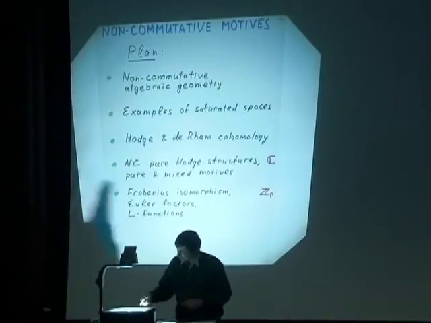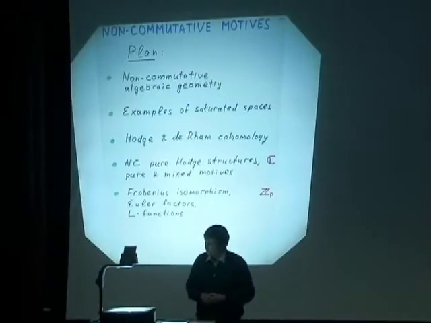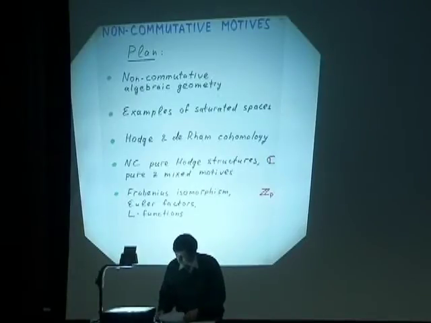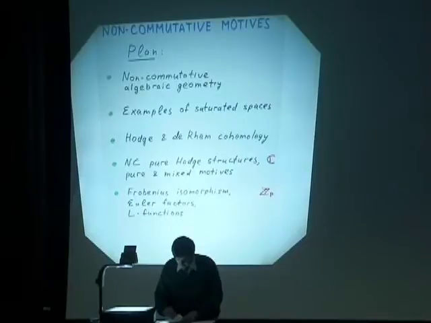So I will try to say what a non-commutative version of pure Hodge structures is. So it will be something called complex numbers. Then the definition of categories of pure and mixed motives. And then there will be a periods story with some conjectures for L-functions.